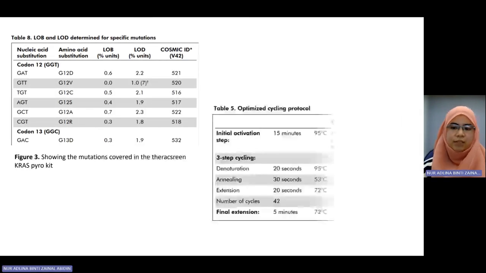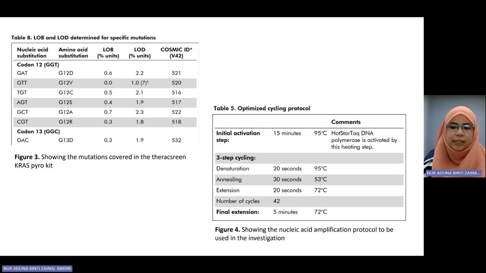As you can see here, figure 3 is a summary of mutations being covered in the TerraScreen KRAS Pyro Kit, and figure 4 is the protocol that will be used for nucleic acid amplification. Both of this information can be obtained from the TerraScreen handbook.